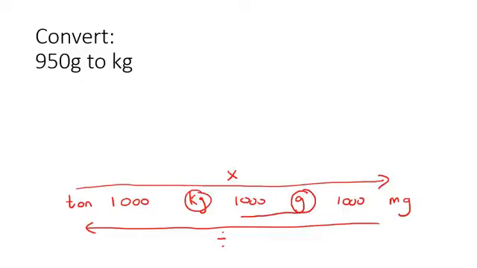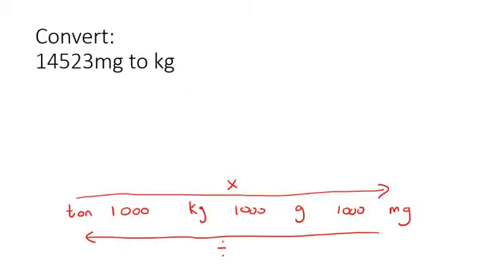Here we have to convert grams, which is there, to kilograms. So you see how we're going to the left. We're going from grams to kilograms, so we will divide. So you'll say 950 divide by all the numbers that we pass. Now we're only going past 1,000, so we'll just do that. And that's going to give us 0,95.